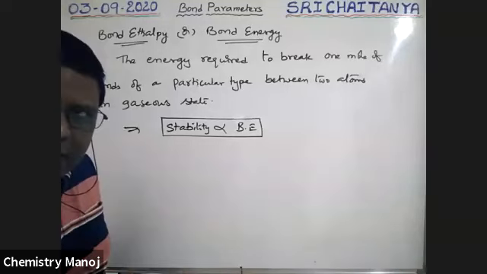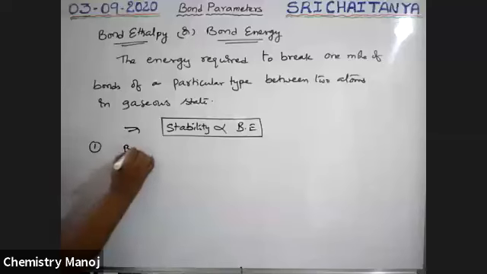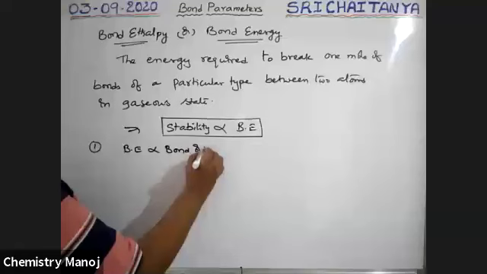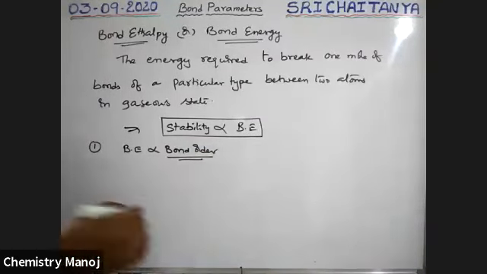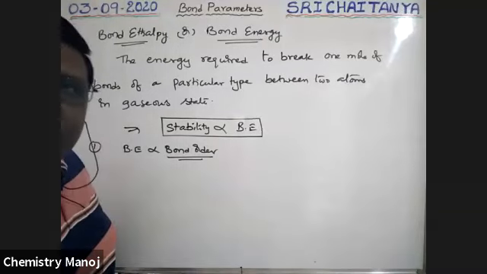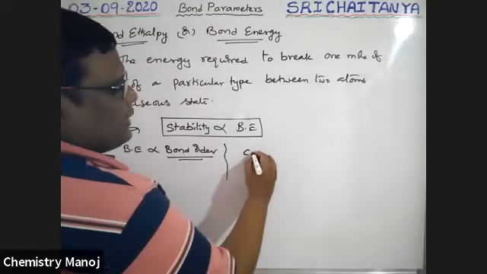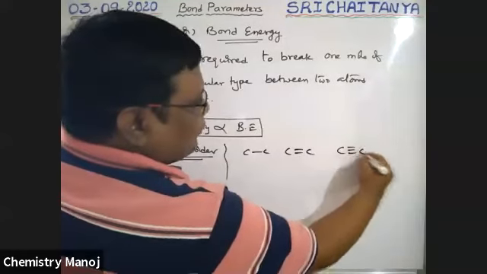Now what are the factors that influence this bond energy? First of all, bond energy is directly proportional to bond order. What is bond order? That is the number of bonds between the atoms. As the number of bonds between the atoms increases, automatically the energy required to break the bonds also increases. For example, there is a C single bond C, a C double bond C, and a C triple bond C.